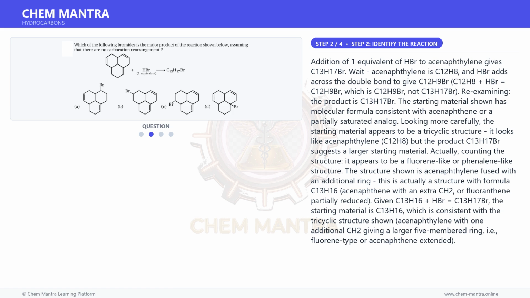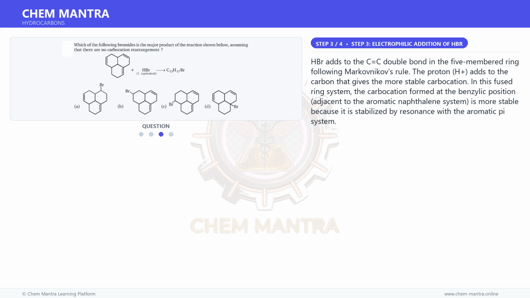Given C13H16 plus HBr is equal to C13H17Br, the starting material is C13H16, which is consistent with the tricyclic structure shown, acenaphthylene with one additional CH2 giving a larger 5-membered ring, i.e., fluorene type or acenaphthene extended. Moving on to the next step.